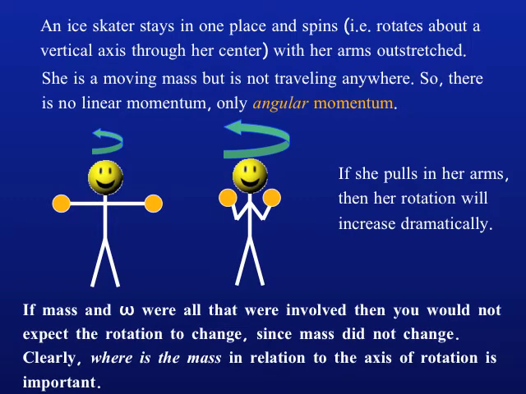If mass and rotational velocity omega were all that were involved, you would not expect the rotation to change. She doesn't change her mass. She simply brings the mass closer. But clearly where the mass is in relation to the axis of rotation is important. So the distance that the mass is from the center of rotation is the key factor. That's what changed her omega to become larger as she rotated faster by bringing the masses in.